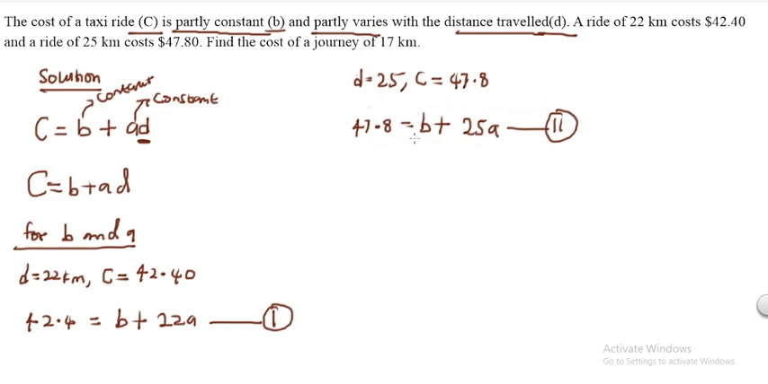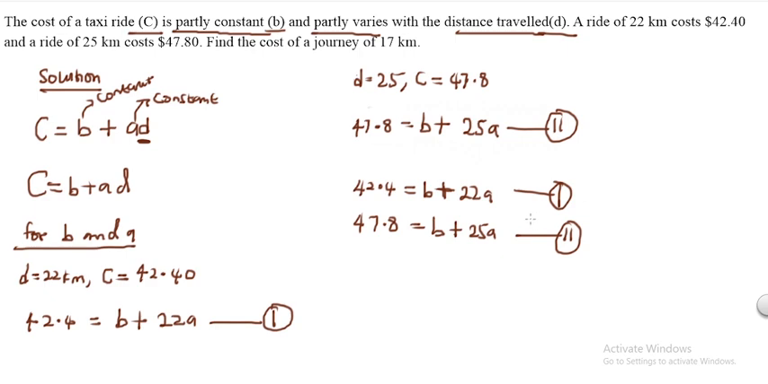Now the first thing I want to do is to bring the two equations together. So I rewrite equations 1 and 2 here. So this will be 42.4 is equal to B plus 22A. Now this is my equation 1. If you remember, my equation 2 is 47.8 is equal to B plus 25A. Now there are several methods I can use to solve this. I can use two methods, the substitution method or the elimination method. But I'll be using the elimination method here.